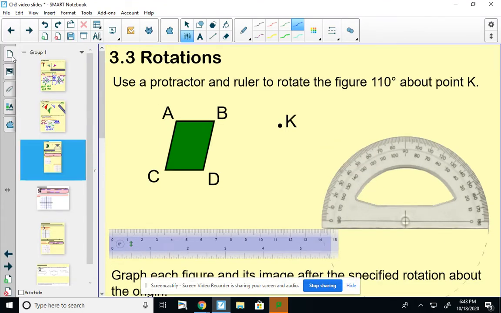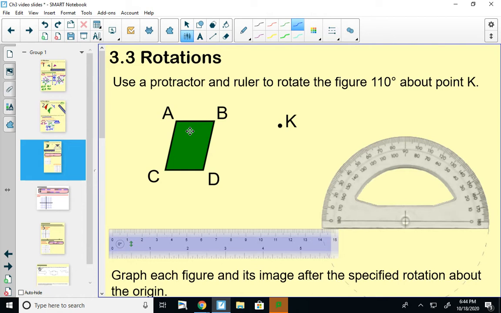This section is all about rotations. Rotation is a word that I'm guessing you already know, and the definition that you have in your head for rotation is probably correct. It's just rotating something about a point. In this example, we're going to use a protractor and a ruler to rotate the figure, so this green quadrilateral, 110 degrees about point K.